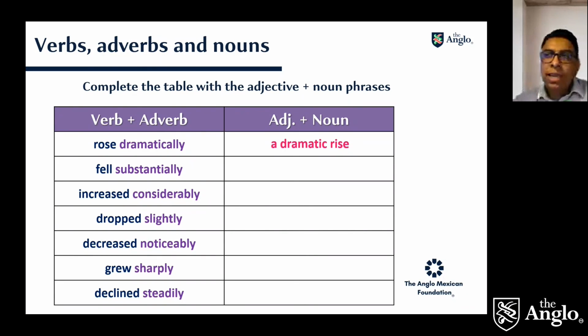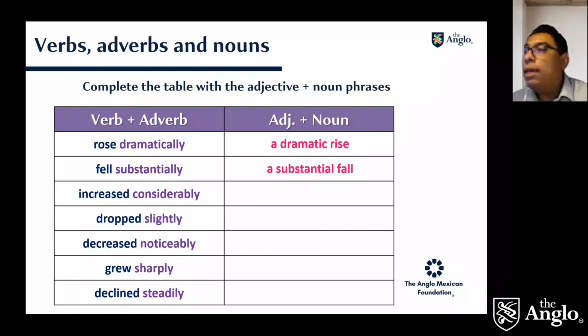So let's do the second together. From fell substantially, so which is the adverb from substantially? So, and then the noun from fell would be a substantial fall, okay? So I will give you some seconds, like 20 seconds to read them and to try to think. So how you can convert, let's say, this verb plus adverb into adjective plus noun, okay?